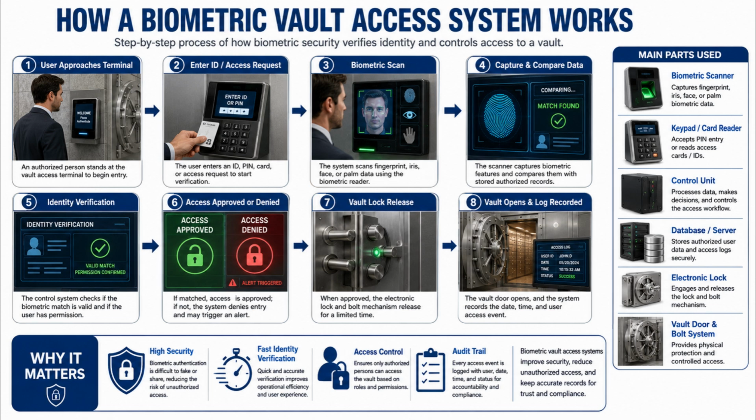In this video, we will discuss how a biometric vault access system works step by step. First, an authorized person approaches the vault access terminal to begin the entry process. Then, the user enters an ID, PIN, card, or access request so the system can start the verification procedure.